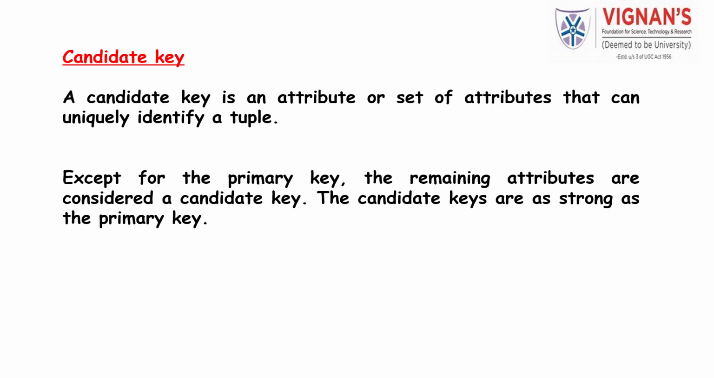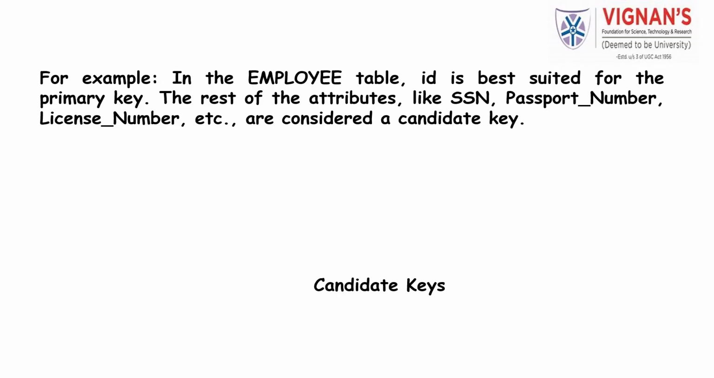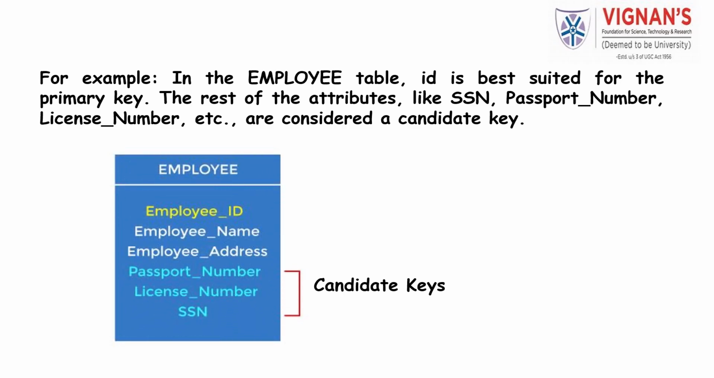Candidate keys play an important role in database design because they help in selecting the best and most suitable primary key. In this example of the employee table, we have several attributes such as employee_ID, SSN, passport_number, and license_number. All these attributes can uniquely identify an employee. That means each of them can act as a candidate key. However, among all these candidate keys, we choose the most suitable and simple one as the primary key.